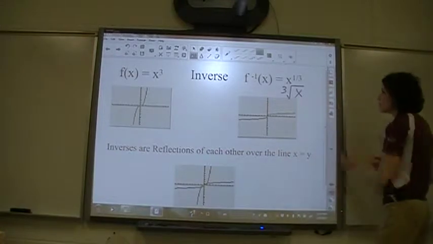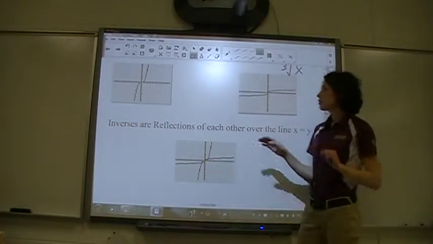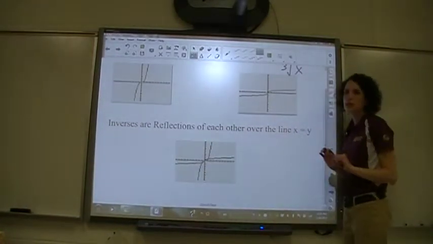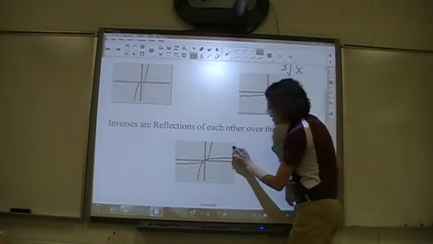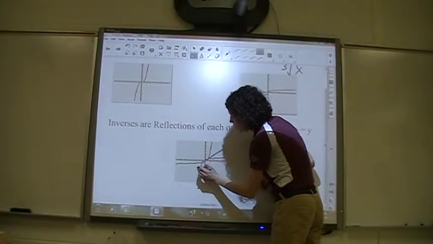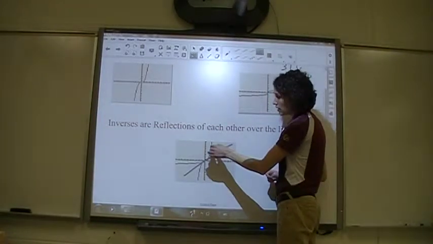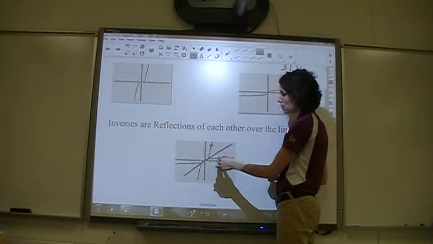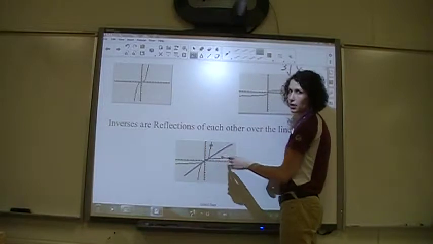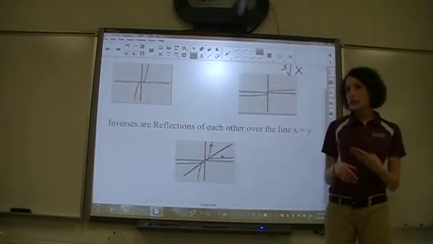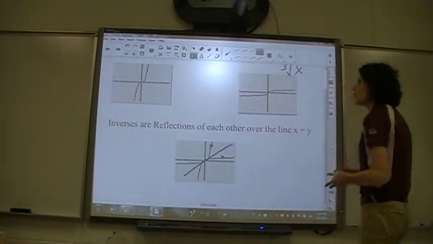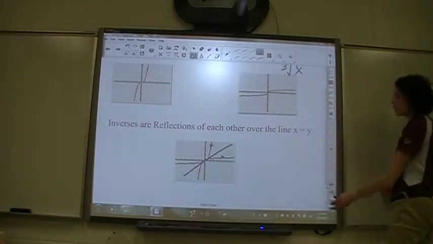So really, inverses are reflections of each other over the line y equals x. So that line y equals x is right here. That means if we have a point right here, you're going to reflect it over the line y equals x, and then it would be found over here. So that's what we're doing when we're finding the inverses of these functions. So let's go ahead and find out how to find the inverses.